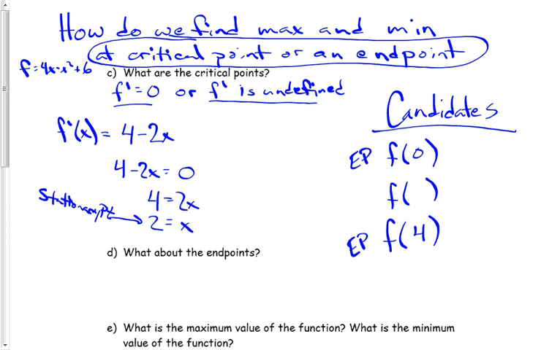What's the other candidate for a max or a min? 2. Why 2? It's a stationary point or a critical point. You could call it a critical point if you'd like.